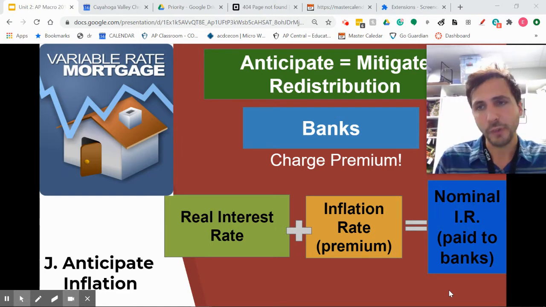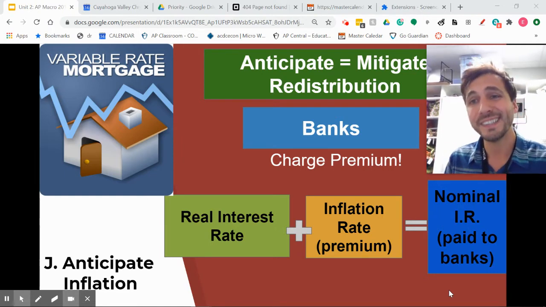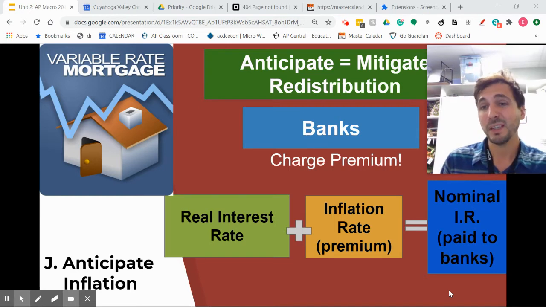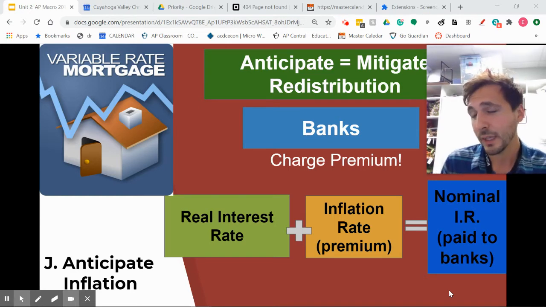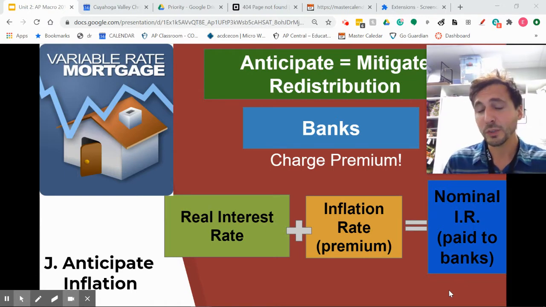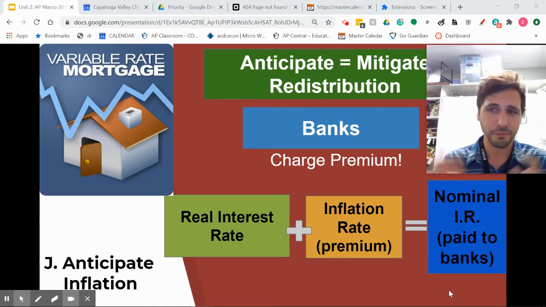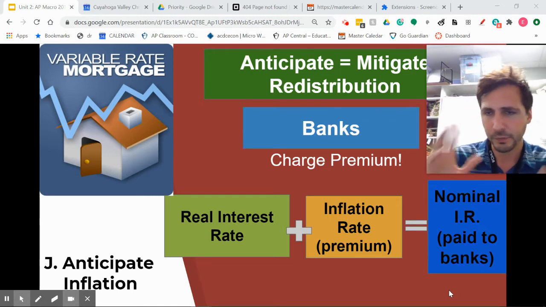So if the real interest rate is 5% and the inflation rate is 7%, then you're going to pay 12% in interest, right? In fact, consumers always, always, always pay the nominal interest rate. Right now, the real interest rates are at about zero to 1%. And the Federal Reserve's involved to give banks profits and all that stuff.